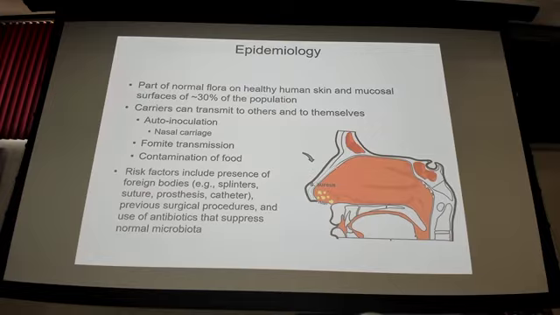Anytime you get foreign bodies introduced into your body, that is a major risk factor for introducing Staph aureus where it should not be. Anything from a mild little splinter to a shunt or a catheter or shrapnel, whatever, increases your risk for acquiring Staph aureus.